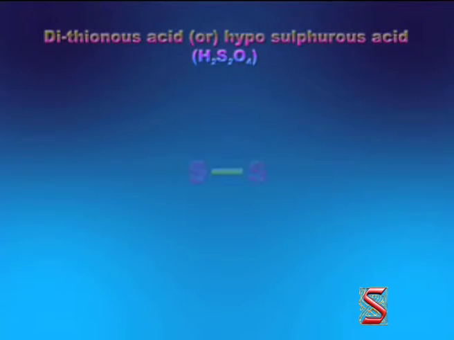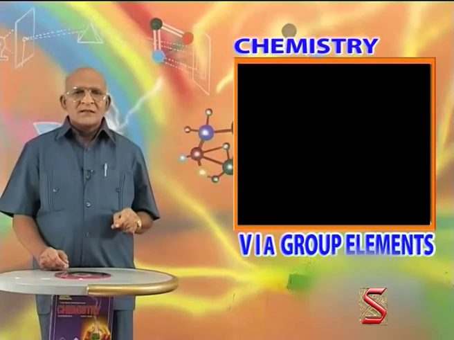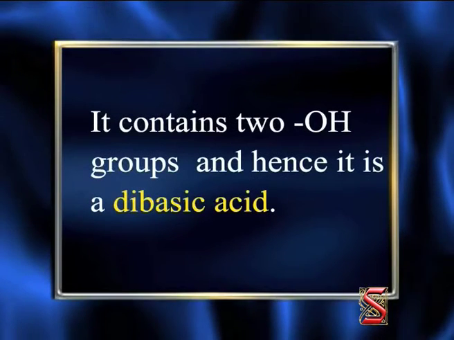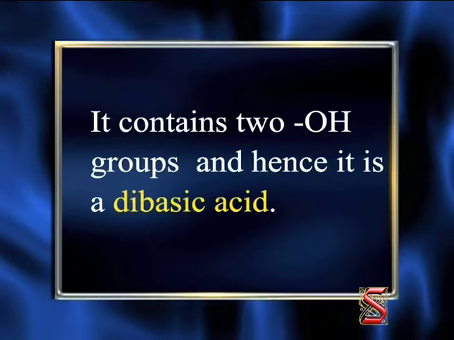Now we shall take up the example dithionous acid or hyposulphurous acid. Its formula is H2S2O4. You can observe the structure given here. There is an S-S link. To each sulphur atom, there is one OH group. To each sulphur atom, there is one oxygen atom linked by a double bond. You can also notice the oxidation states of sulphur as +3, +3. Now the average becomes +3. It contains 2 OH groups. Hence, it is a dibasic acid.